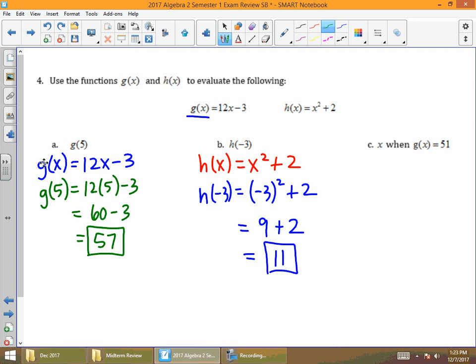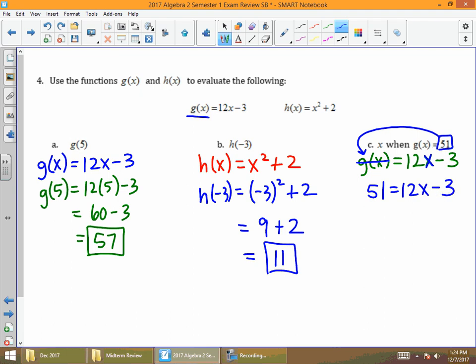For C, it wants us to find x when g of x equals 51. So I'm going to recopy the original g of x function. This is what we don't know. We don't know x. So we know that g of x is supposed to equal 51, so that's what we're going to put right here. Okay, so be careful you're not just plugging in 51 for x, because x is what we're trying to find, so we don't know what that is yet.